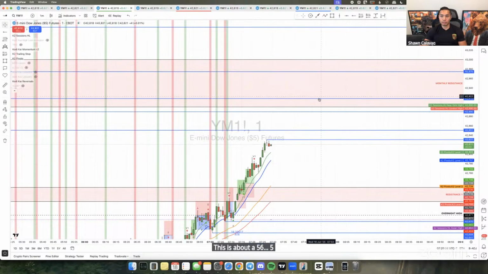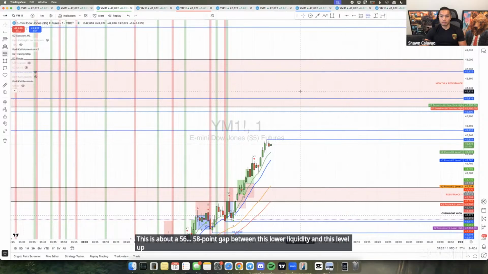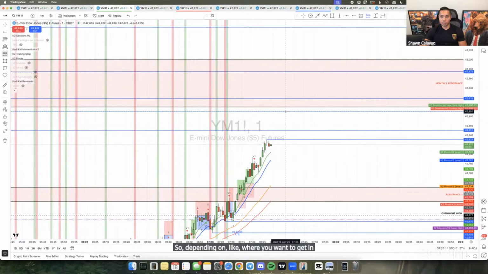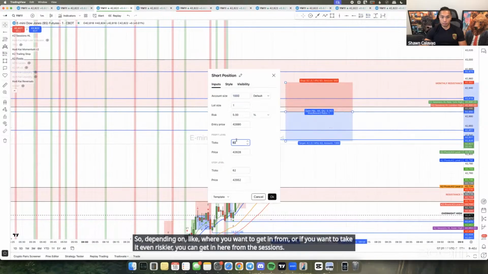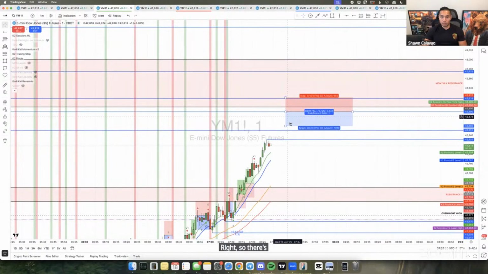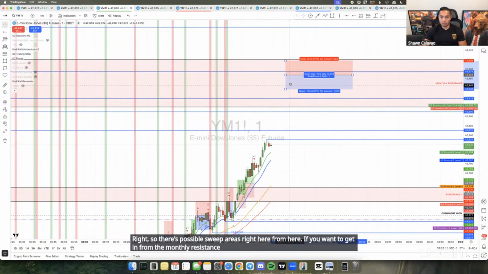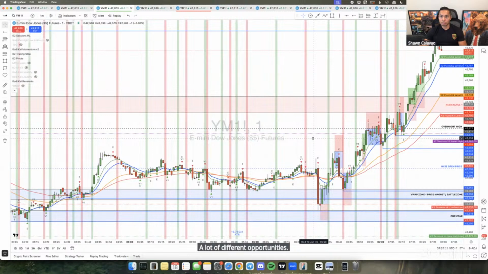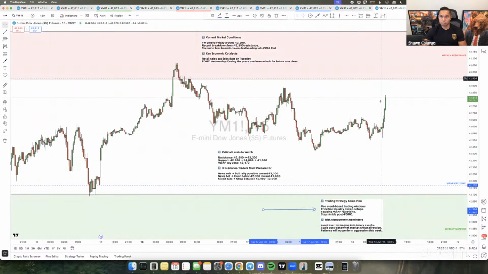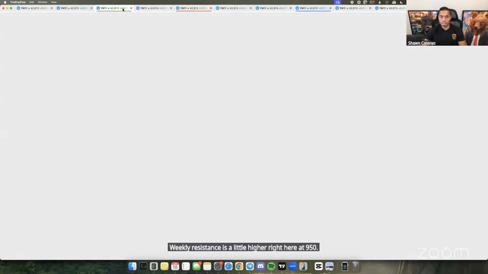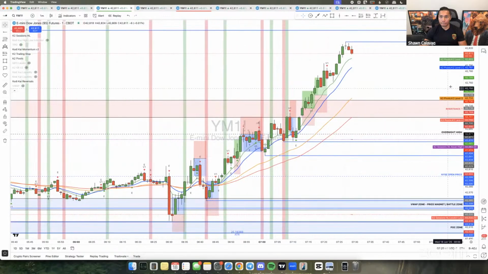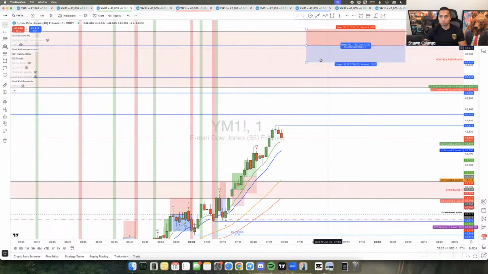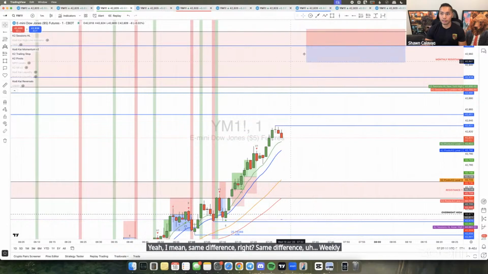This is about a 58 point gap between this lower liquidity and this level up here. So depending on where you want to get in from, or if you want to take it even riskier, you can get in here from the sessions. Right, so there's possible sweep areas right here. If you want to get in from the monthly resistance up here or up here, a lot of different opportunities. Weekly resistance is a little higher right here at 950. Yeah, I mean, same difference, right? Weekly resistance a little higher, monthly resistance is a little lower.